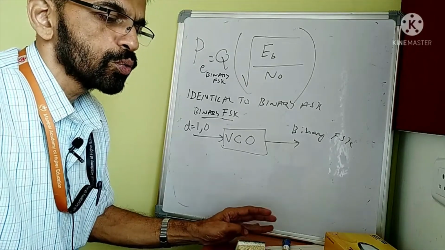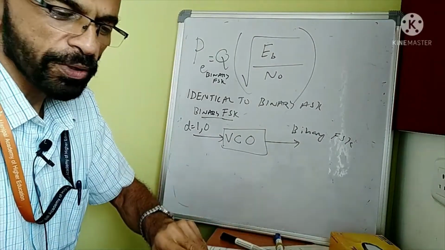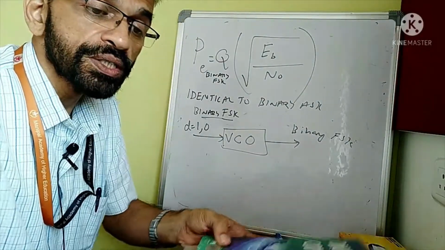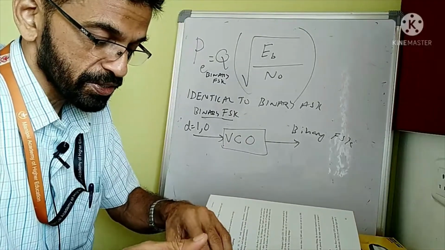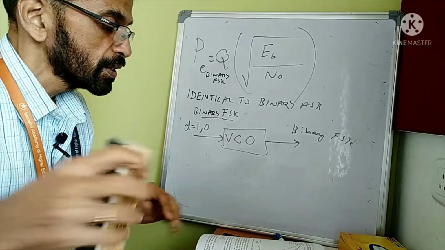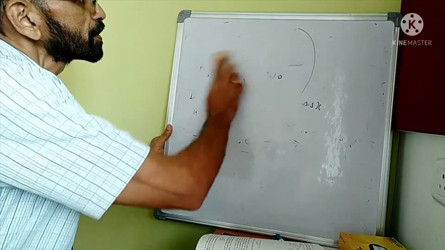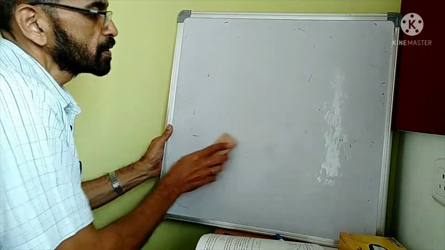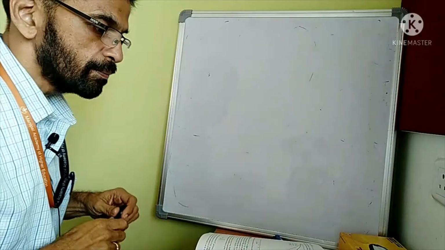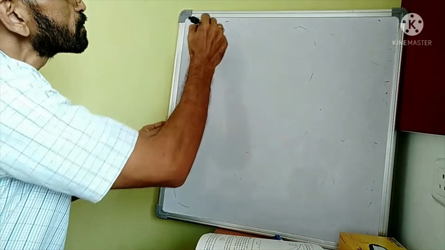We need to now discuss, of course, performance wise we have seen that binary PSK is 3 dB better than binary FSK and binary ASK when it comes to the probability of error. It is possible to show this in a graph wherein we can capture the performance of all three. So the graph will be roughly like this.